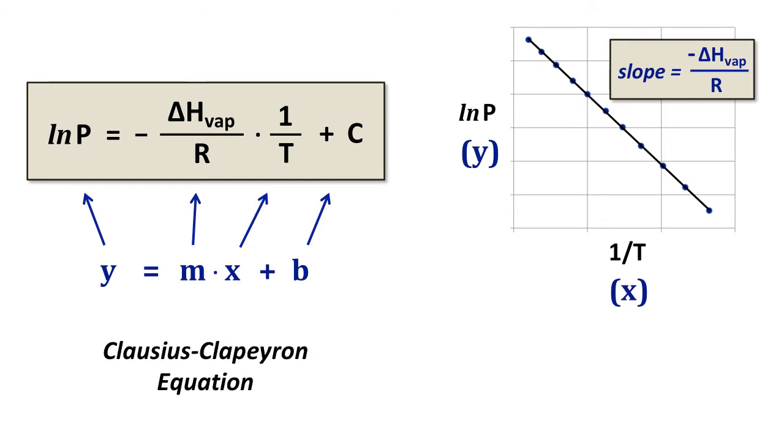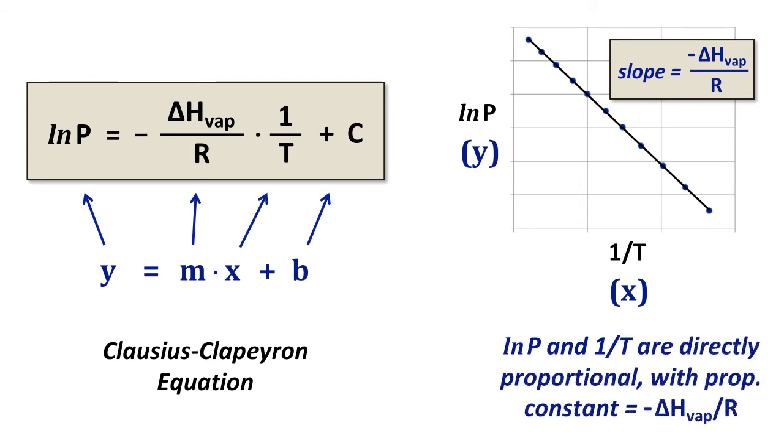It turns out that this is an equation that can also be derived from theory. It's called the Clausius-Clapeyron equation, and it shows that the natural log of the vapor pressure and 1 over the temperature in Kelvin are directly proportional to each other. It's a linear relationship, and the proportionality constant is negative delta H vaporization over R.